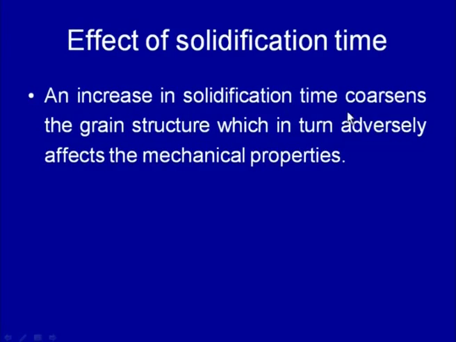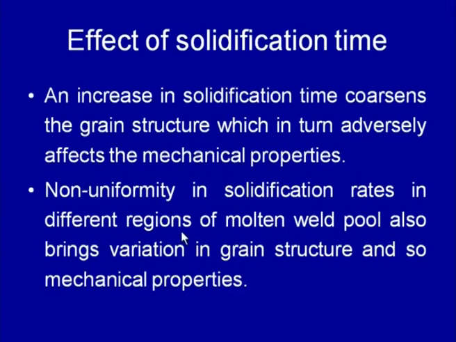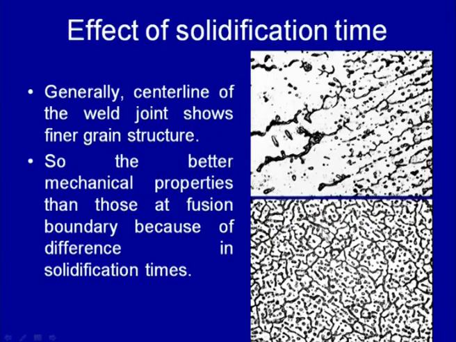So, an increase in solidification time coarsens the grain structure, which in turn adversely affects the mechanical properties, and the non-uniformity in the solidification rate in the different regions of the weld metal leads to the variation in the grain structure, and so the variation in mechanical properties. In general, the weld center results in a finer grain structure as compared to the grain structure near the fusion boundary. So, the weld center of the joint shows a finer grain structure in this bottom diagram, here we can see the finer and equiaxed grain structure as compared to the grain structure near the fusion boundary.